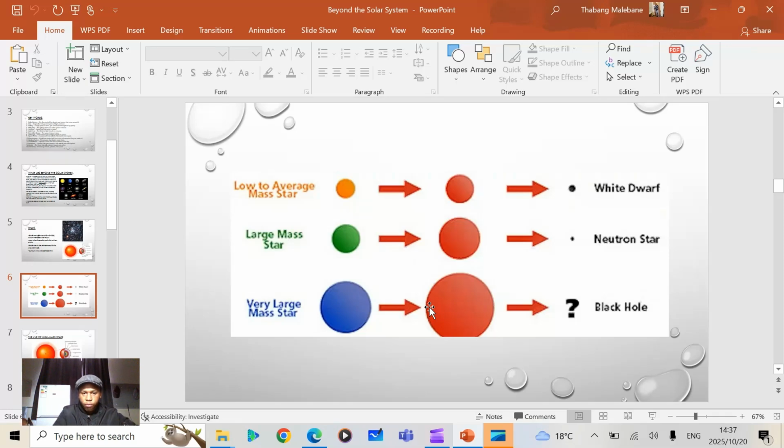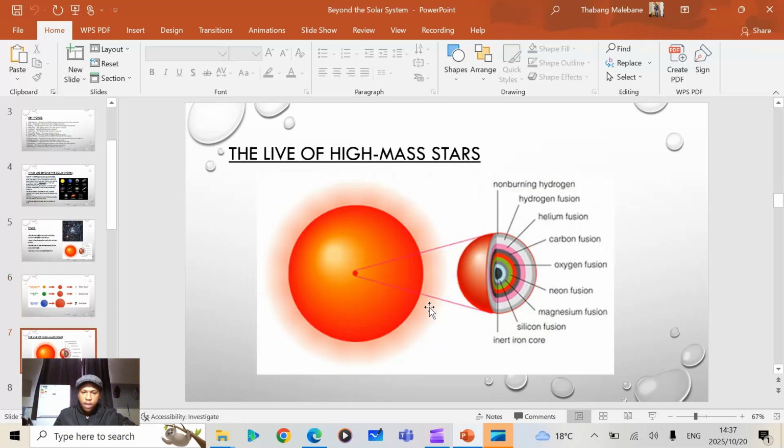The life of a high mass star. Here's the picture showing the high mass star. These are the parts found in the high mass star. We have the non-burning hydrogen, the hydrogen fusion, the helium fusion, the carbon fusion, the oxygen fusion, the neon fusion, the magnesium fusion, the silicon fusion, and the inert iron core.